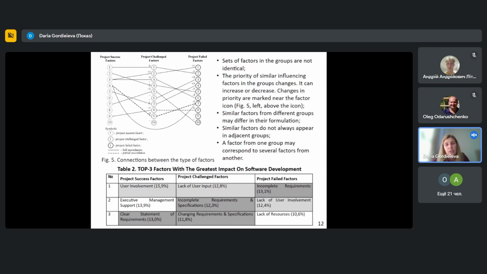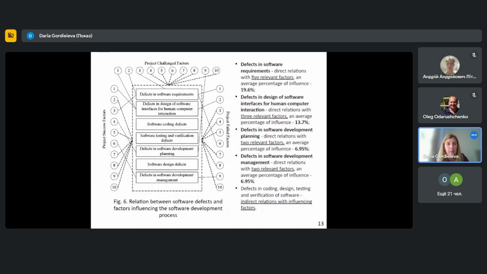Of factors with average impact percentage of 12.6%. Factors associated with the user involvement for forming focus group for evaluating the usability of software interfaces were mentioned 3 times in 3 groups with the average impact percentage of 13.7%. Other factors that enter in the triples ones include management support and lack of resource.